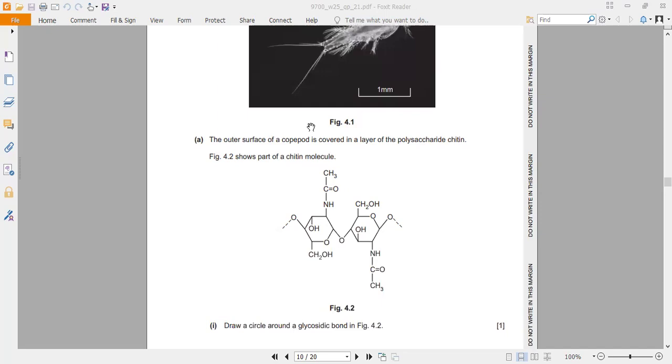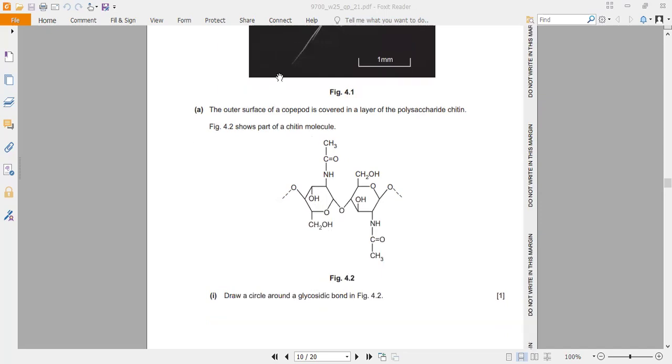Figure 4.2 shows part of a chitin molecule. Chitin is a polysaccharide. Polysaccharide means a type of carbohydrate. So 4.2 shows part of the chitin molecule. You have to draw a circle around a glycosidic bond in figure 4.2.